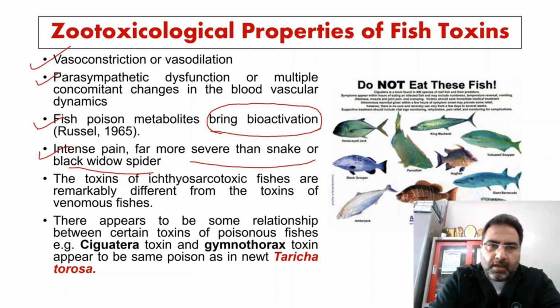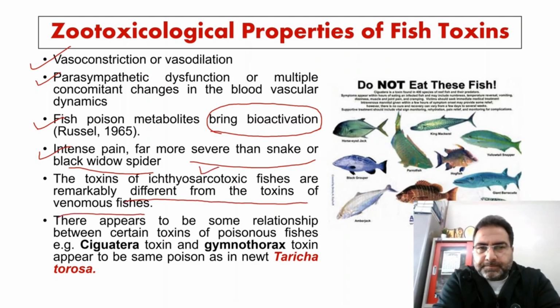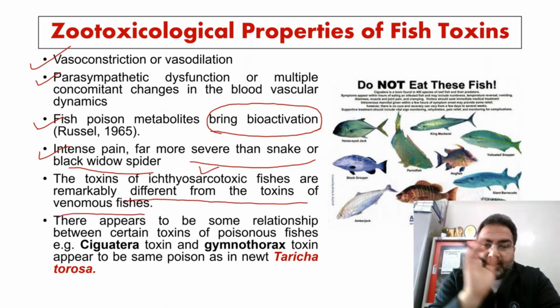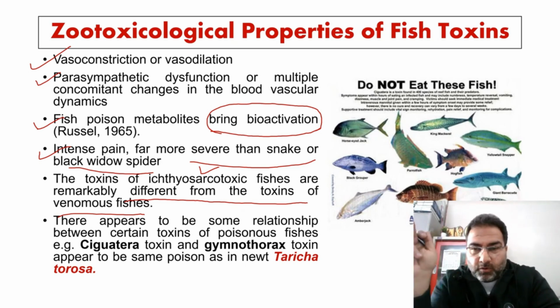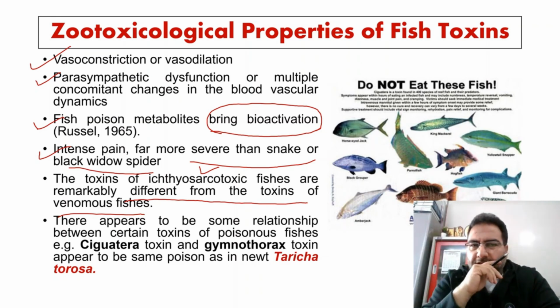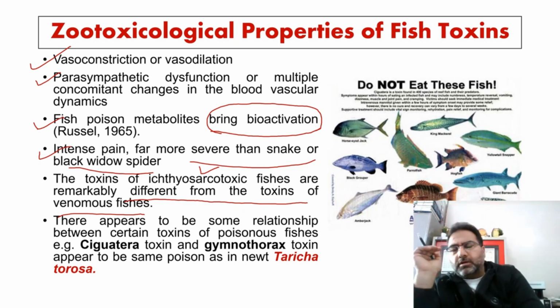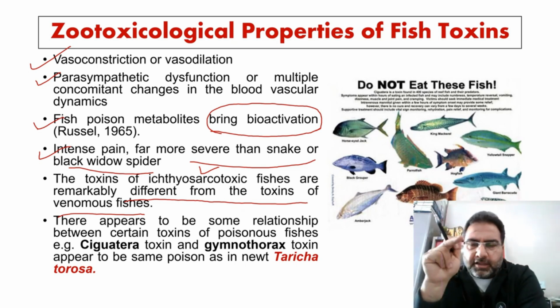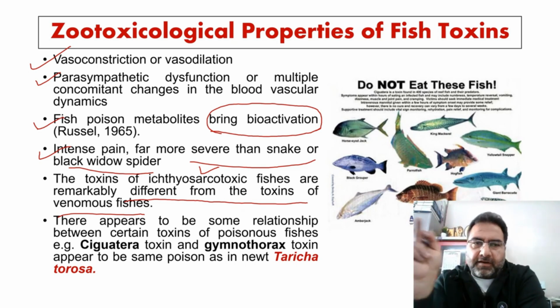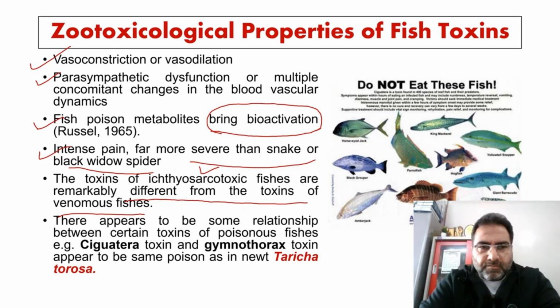black widow spider. The toxins of ichthyosarcotoxic fishes are remarkably different from the toxins of the venomous fishes. The venomous fishes, which have the ability to transfer their venom or toxin into the body of another animal, have properties very different from those of the ichthyosarcotoxic fishes. That is, the poison present in ichthyosarcotoxic fishes is remarkably different from the toxin produced by the venomous fishes.